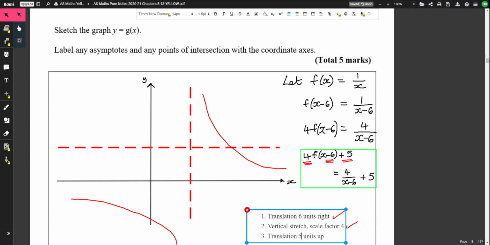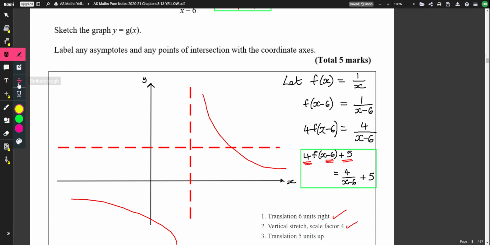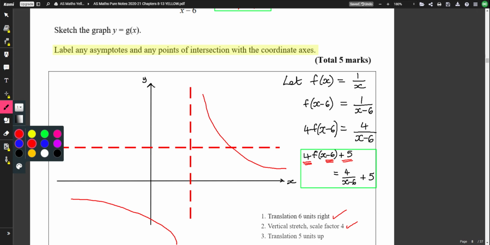We also need to label any points of intersection with the axes, like the question said. This bit here, we need to label points of intersection and the asymptotes as well. So a little bit of working out required.